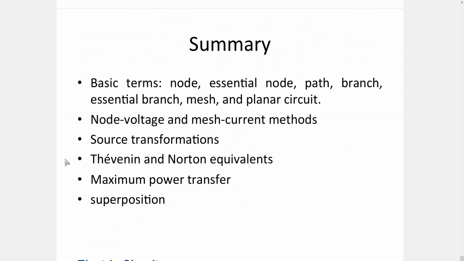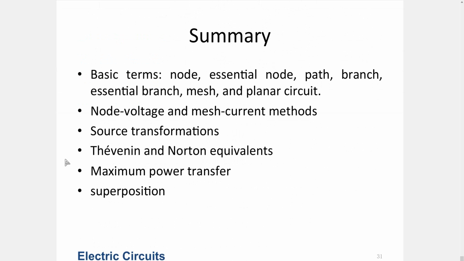In summary, up to now we have covered the basic terms for circuit analysis: the node, essential node, path, branch, essential branch, mesh, and the concept of a planar circuit. We learned about the node voltage and mesh current methods. In practice, we use node voltage more, but mesh currents are also applicable, and sometimes they are handy too, so it doesn't hurt to know.